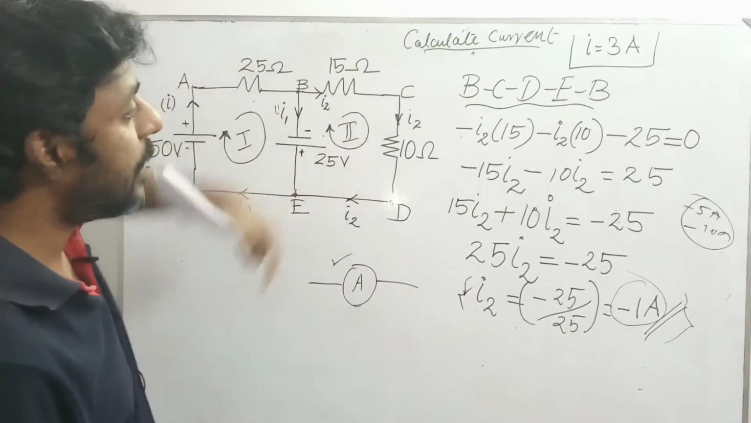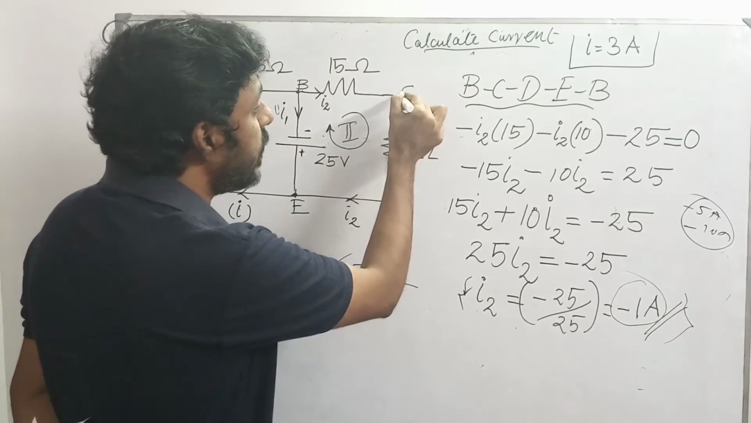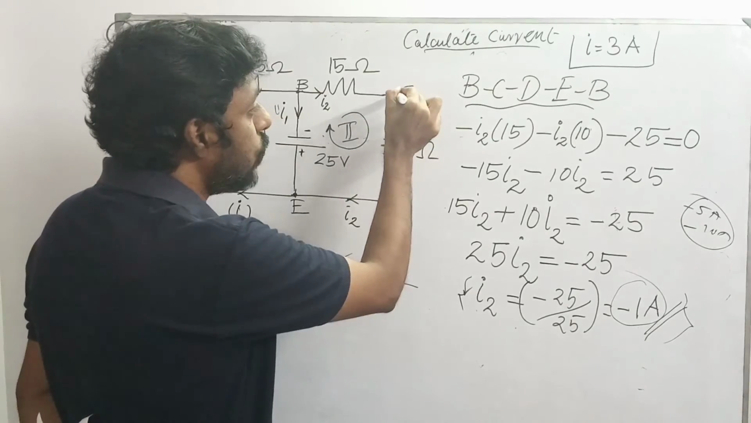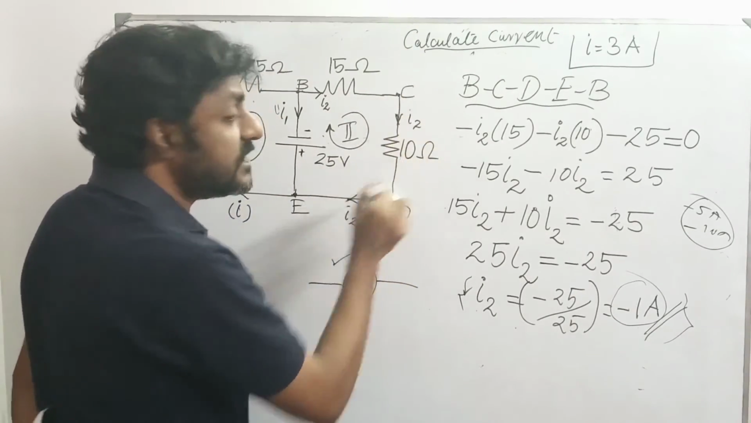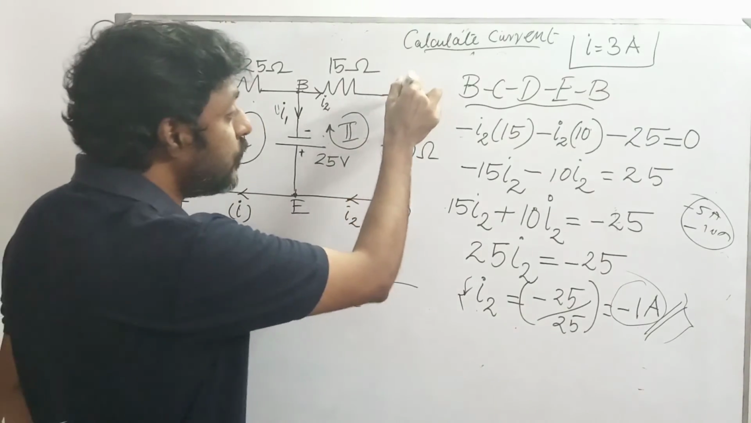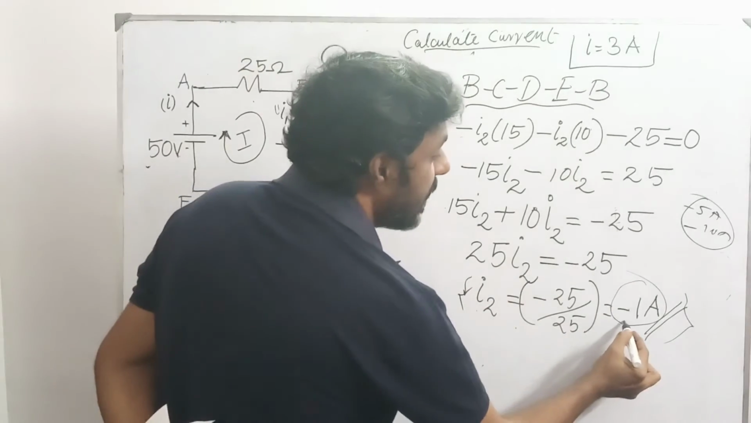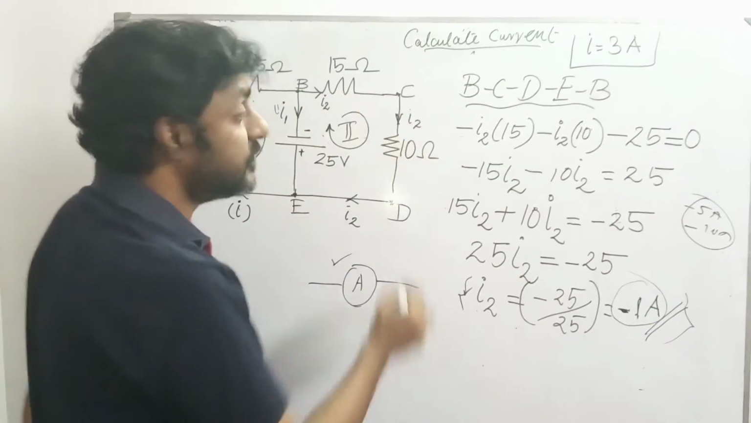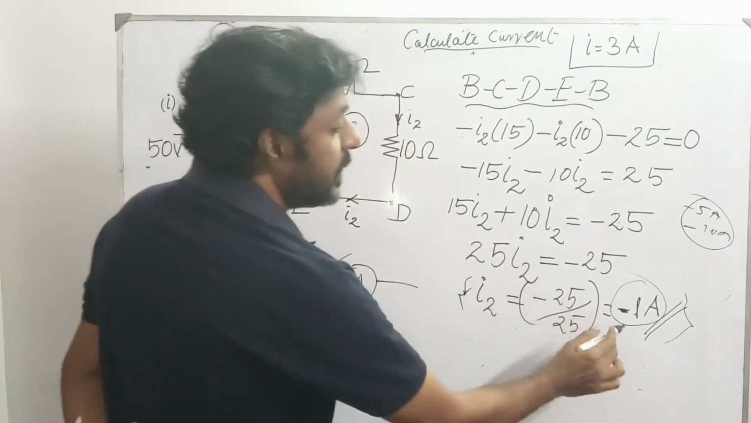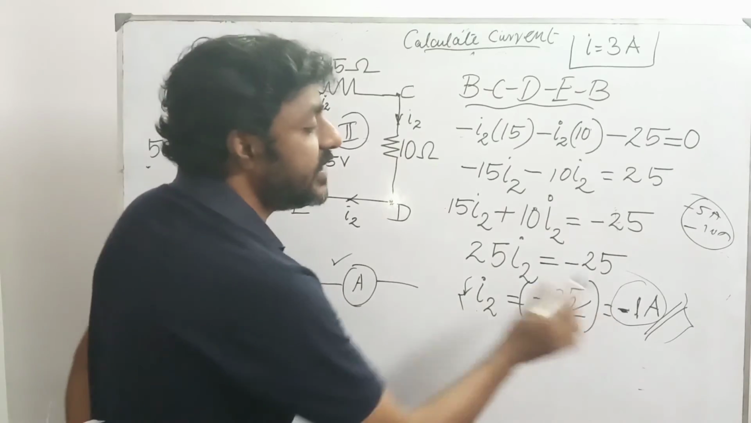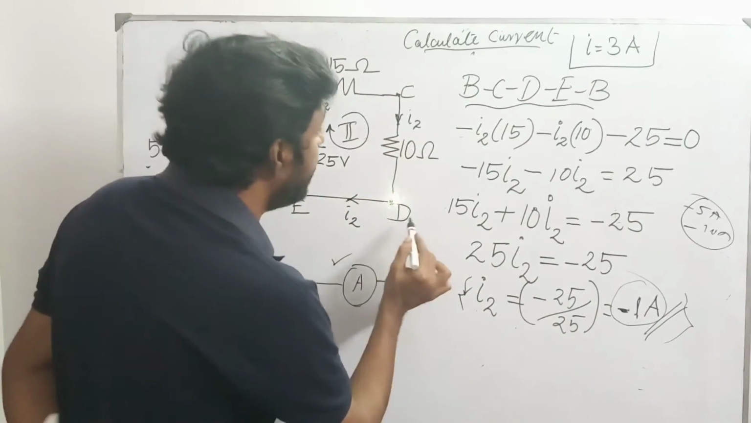But now, the current I2 is flowing from the point C to D, right? From the point C to D, I2 is flowing through this 10 ohm resistor. From C to D, the value is minus 1 ampere. So what does it mean? Again I'm telling, the current doesn't take negative values. So from C to D, the value of current is negative, which means from D to C, what will happen?